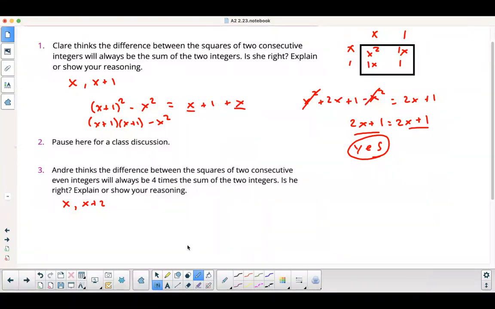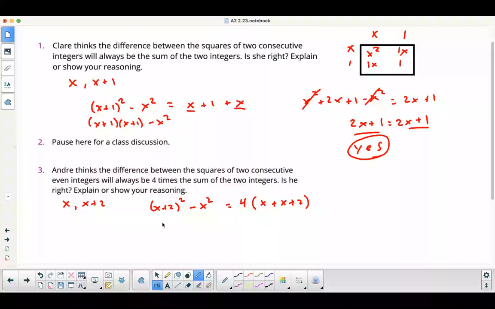All right, so let's see if we can write the algebra. The difference between the squares of two consecutive integers. So it's going to be x plus 2 squared minus x squared. And I'm going to put this one first because that number is greater than x, because it's 2 more. Will always be 4 times the sum of the two integers. So it's x plus 2.